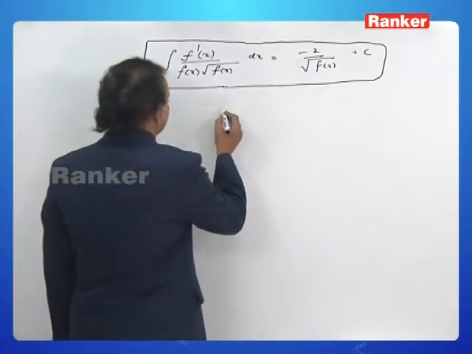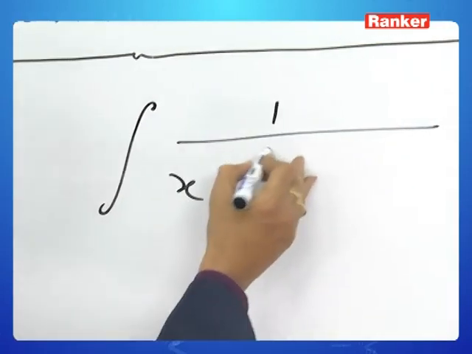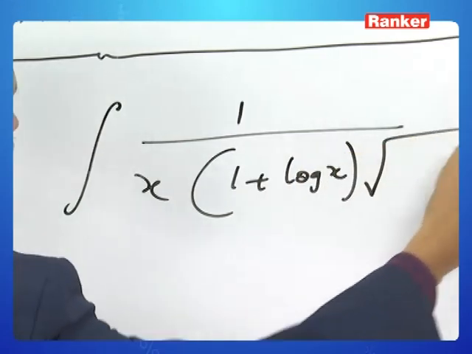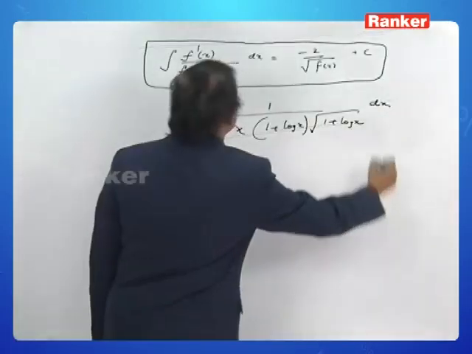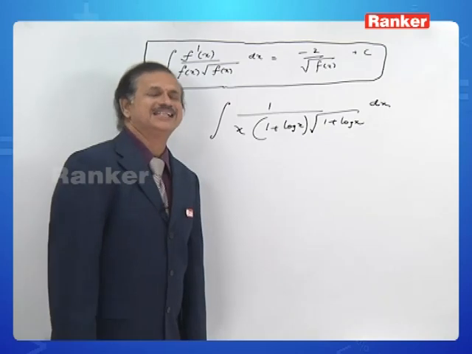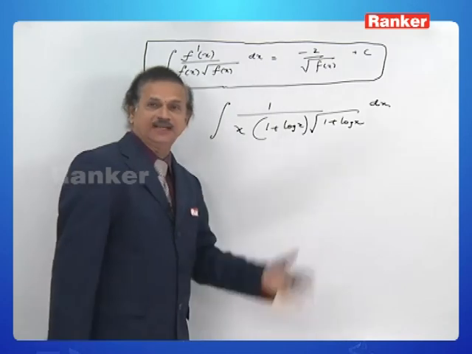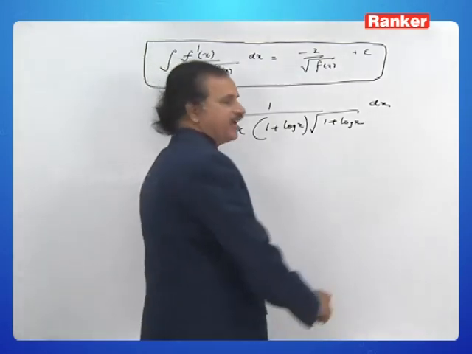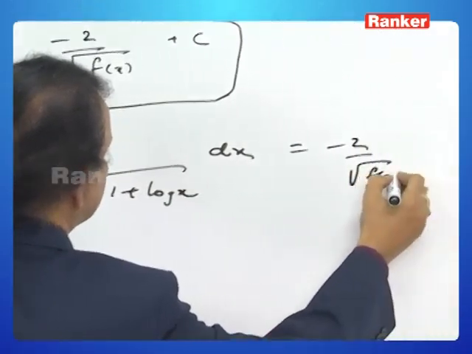Well, look here, integral of 1 by x into 1 plus log x into root 1 plus log x. What is the answer? What is f of x and what is f dash x here? Here f of x is 1 plus log x and f dash x is 1 by x. So it is f dash x by f of x into root f of x. The same shape it could acquire. Hence the answer is minus 2 by root f of x plus c.